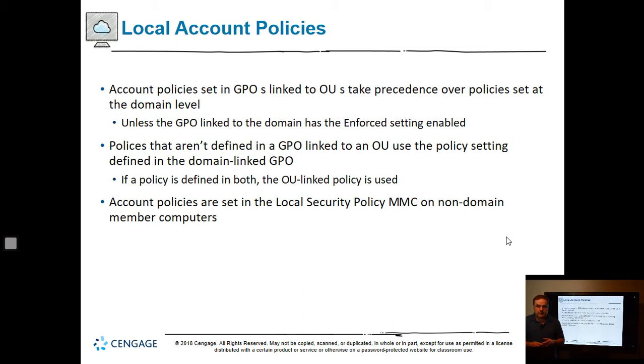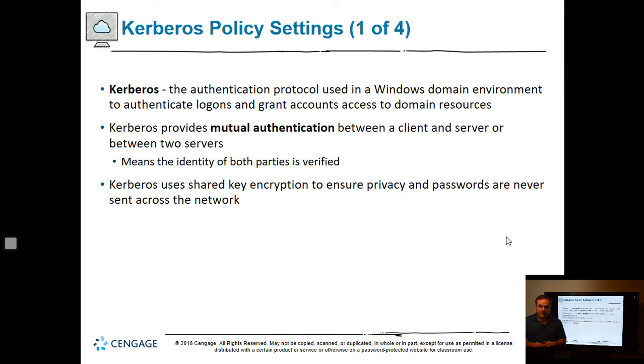And the local ones, of course, are at the computer level. So policies that aren't defined at all by a group policy object linked to an OU use the policy setting defined in the domain linked GPO. So if you have a group policy object that isn't defined, it will look for another policy above it that will have it set, in this case at the domain level.